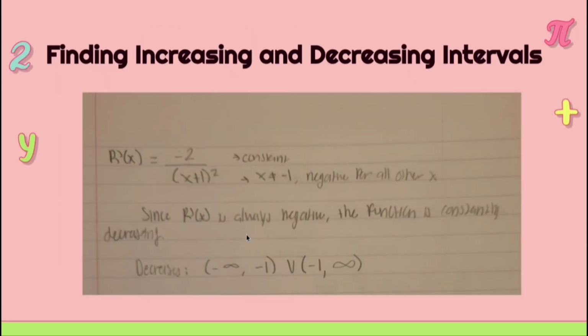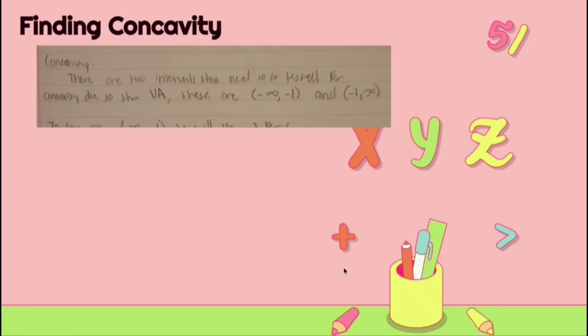When we find our increasing and decreasing intervals, we see that the numerator of our first derivative is a constant. And because of that, we know that x does not equal negative 1 because of the vertical asymptote, but all values that we take for x will make it negative, so we know that the function will decrease in the intervals negative infinity to negative 1 and negative 1 to infinity.